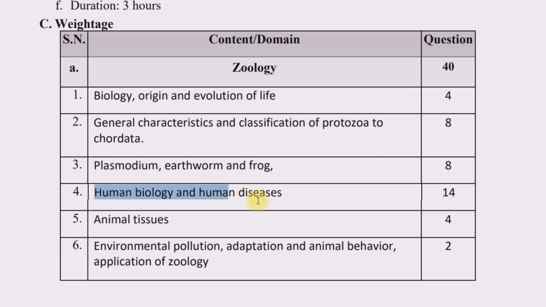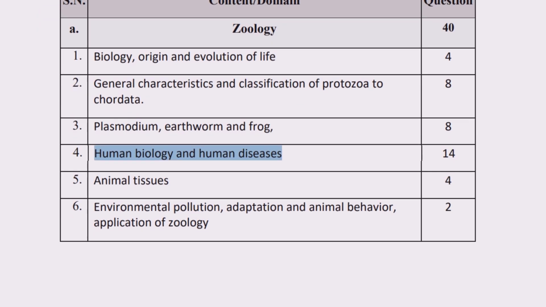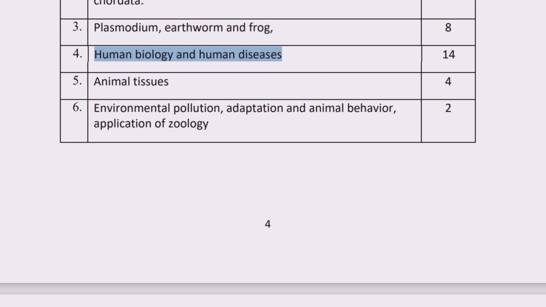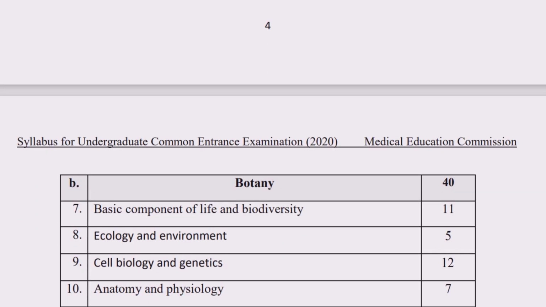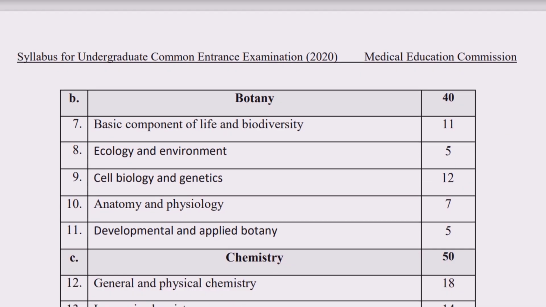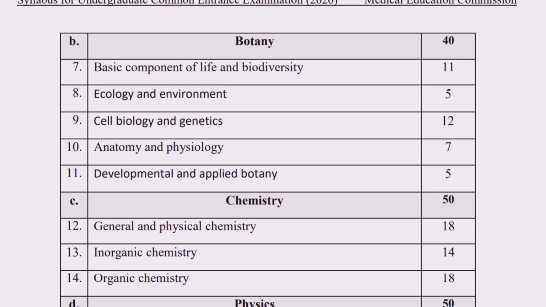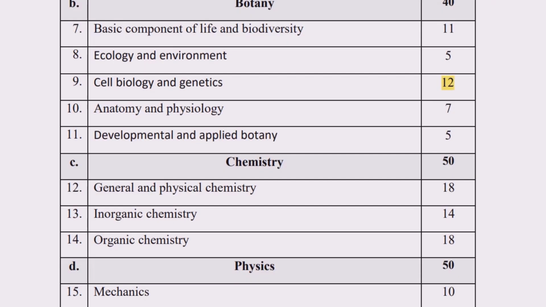I don't mean that others are not as important as this one, but since it carries more marks, you have to focus on this more. But you have to prepare for all these subjects in the meantime too. Similarly, in botany we have cell biology and genetics that has more marks than the others, but you have to study all of them equally. I'm just talking about the weightage, which carries how many marks.